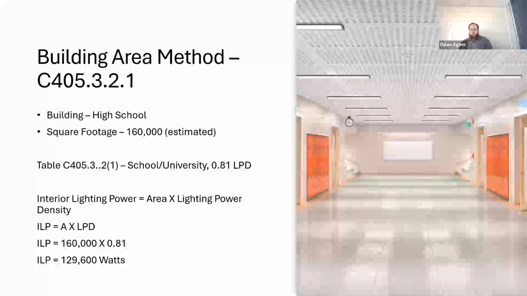So for our example, refer to table C405.3.2(1). It's just a table. It's readily available. You can find it online as well as in the code book. You just look up, so for us, school/university. So we have a limit of 0.81 for our LPD. So we take our area times our lighting power density. That tells us we have 129,600 watts to spend.